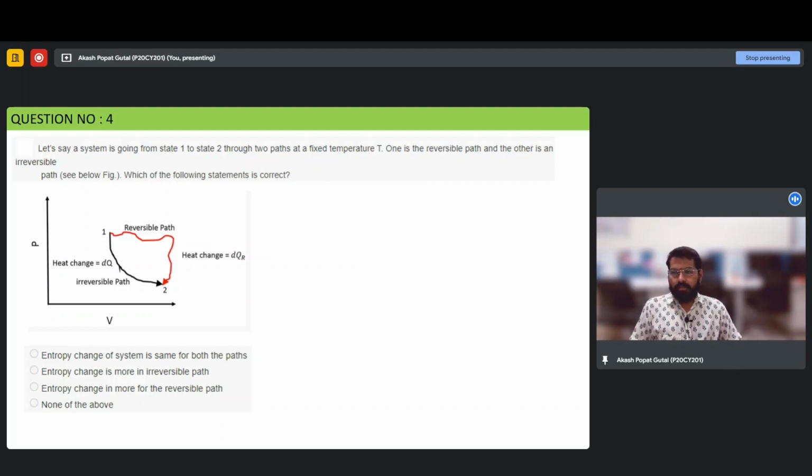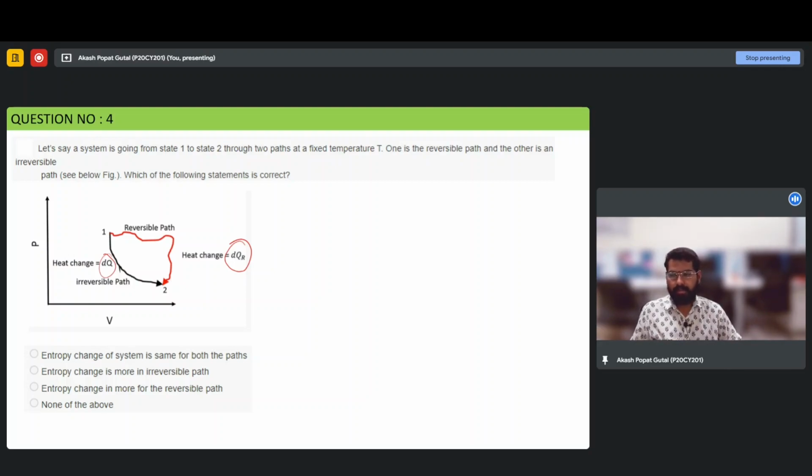So this question is about a PV diagram that is given, and there are two paths. One is the reversible path, another is the irreversible path. And the heat changes are given, del Q and del Q R. So we have been asked for the correct statement. The first statement: entropy change of the system is the same for both the paths.